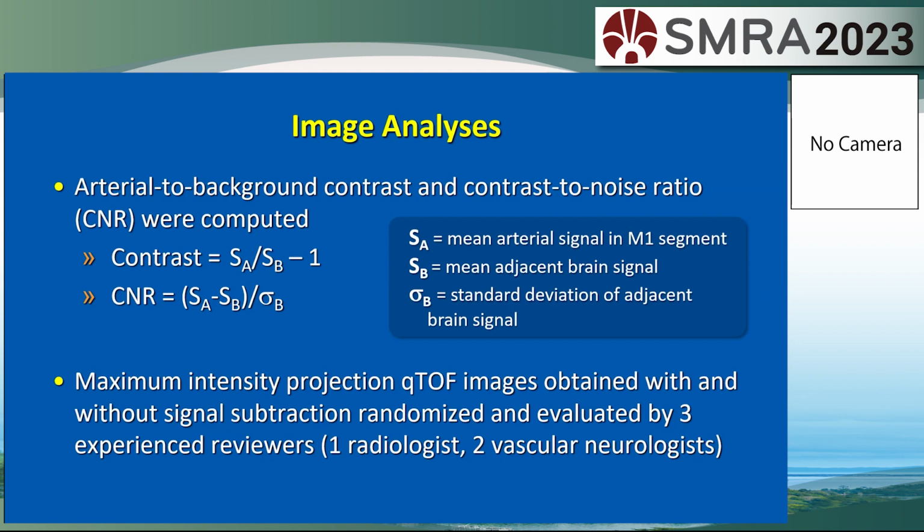We looked at a couple of image analyses. We mainly wanted to look at arterial background contrast and contrast to noise ratio, as indicated by these 2 equations. And what we did is we generated maximum intensity projection images with and without signal subtraction. And these were randomized and evaluated by 3 experienced readers, 1 radiologist and 2 stroke neurologists.